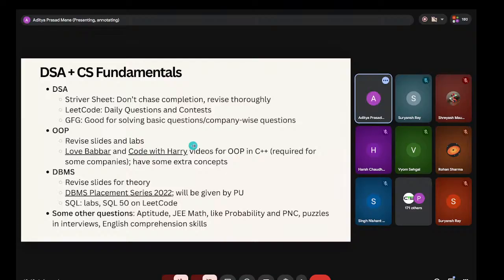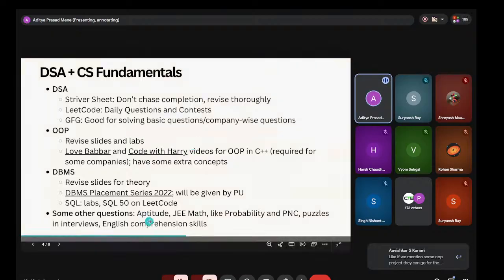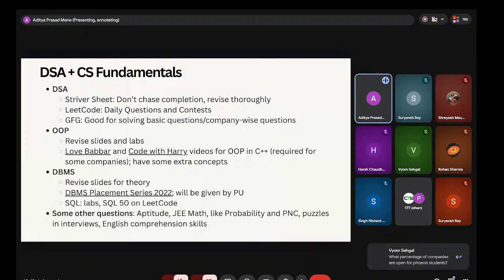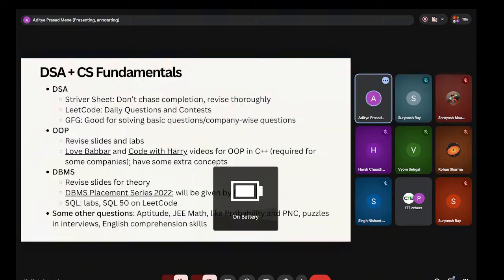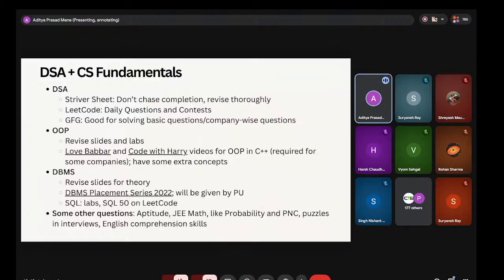So some other types of questions that I encountered across some OAs are questions on aptitude. JEE math, you will see a question on probability or permutations and combinations pop up. Puzzles in interviews, I was asked this puzzle, if you would have heard this. If you have 25 horses, you can race them in groups of 5. What is the minimum number of races required to determine for sure who the top three fastest horses are?